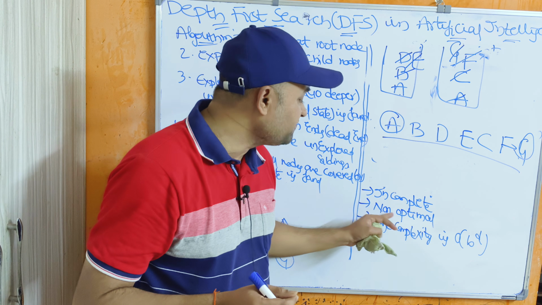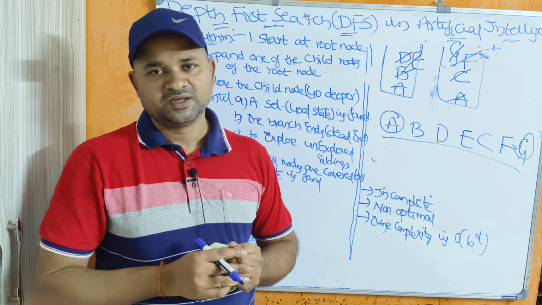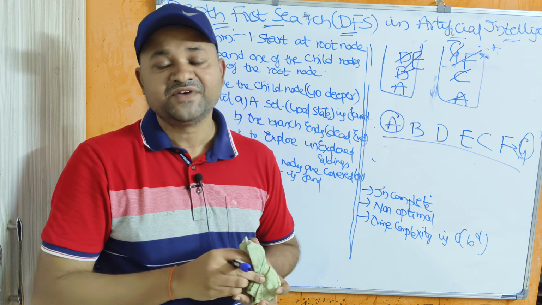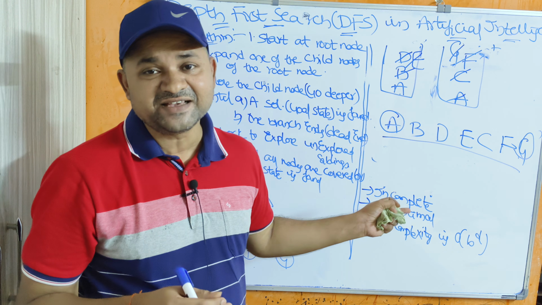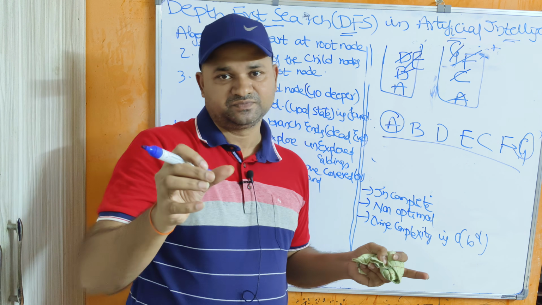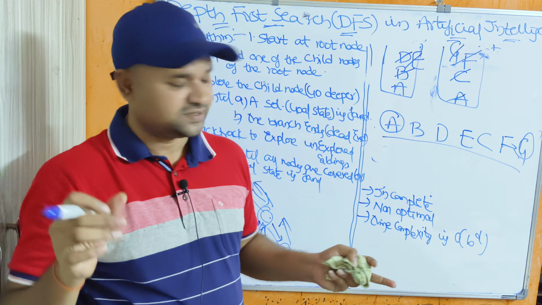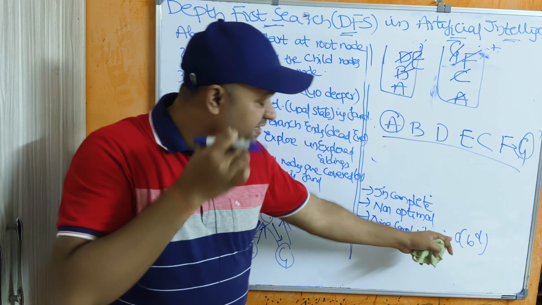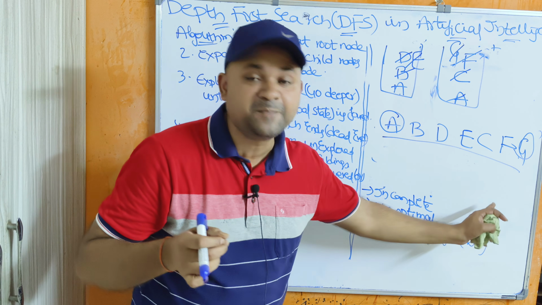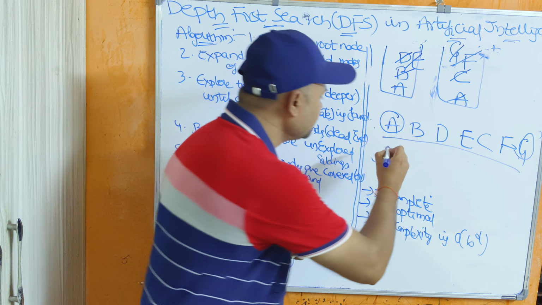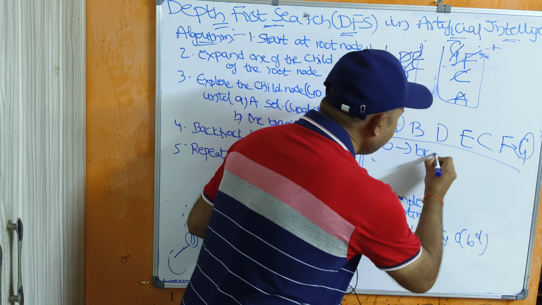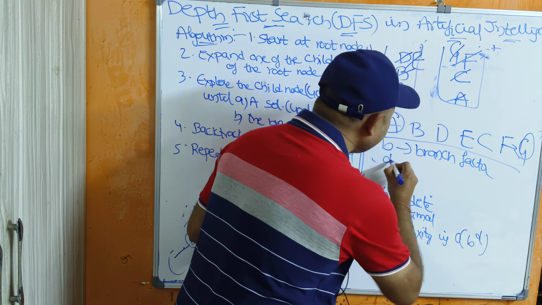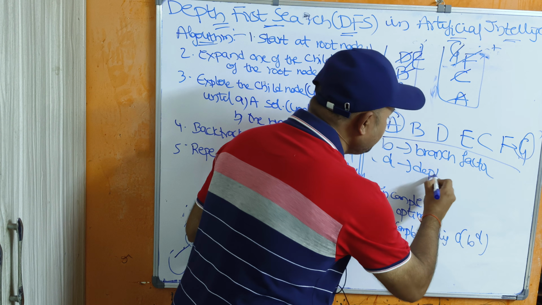And the next point is DFS is non-optimal. When we have multiple paths to go to the final state, then DFS doesn't give the best path. So that is the problem with DFS. And the next point, the time complexity of DFS is order of b power d. Here b means branching factor, whereas d means depth.